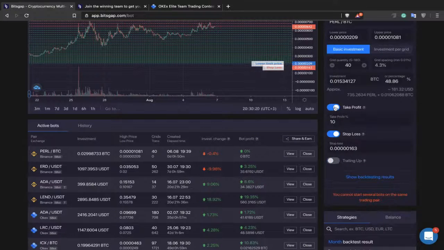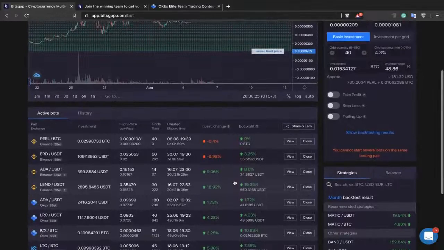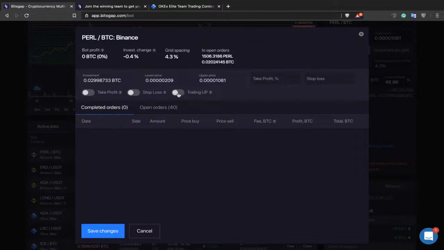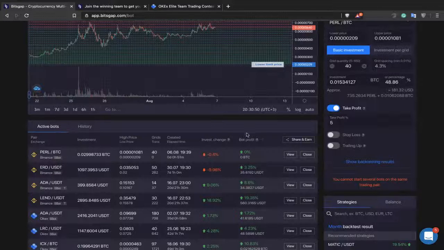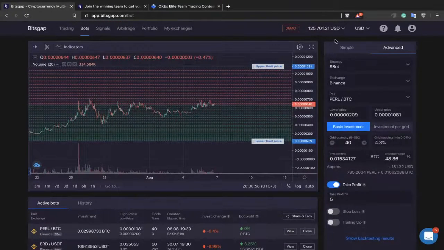Whereas when you don't have these features on, it means that you prefer spending more time, you want to have more control over your strategies. It can be that you are not yet confident in your selected configuration, so you'd rather decide later on whether or not to switch on the trading up feature, as well as the stop loss, as well as the take profit. So it depends on your trading style, it depends on your experience, and how confident you are in the configuration that you've selected.